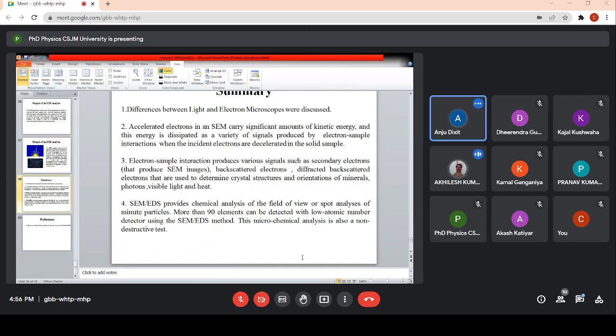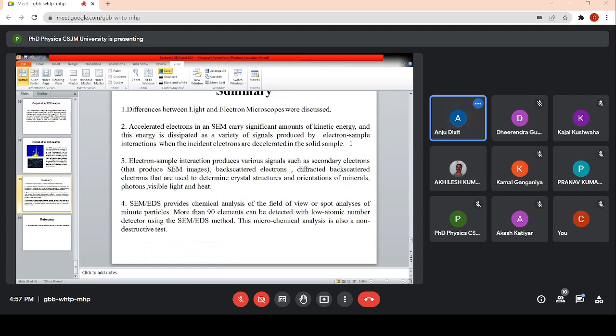इसको हम समराइज कर रहे हैं लेक्चर को आपके. Differences between light and electron microscope were discussed first. Then the principle of scanning electron microscope was discussed, where accelerated electrons in SEM carry a significant amount of kinetic energy, and this energy is dissipated as a variety of signals produced by the electron-sample interaction. Then the incident electrons are distributed in the solid sample.